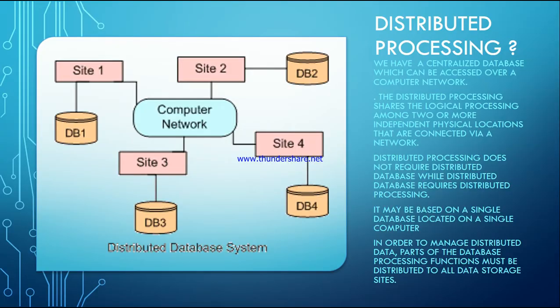So, distributed processing. What is the meaning of distributed processing? It means that the processing on the database itself is distributed among each physical location carrying the data. So, distributed processing shares the logical processing among two or more independent physical locations connected via a network. Distributed processing does not require a distributed database, but a distributed database requires distributed processing. It is the whole idea of a distributed database to have distributed processing on it.